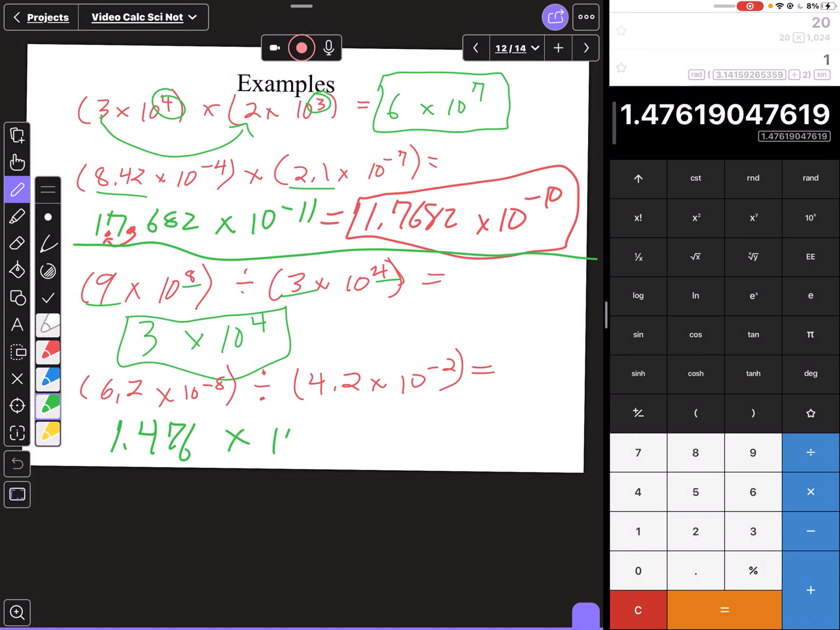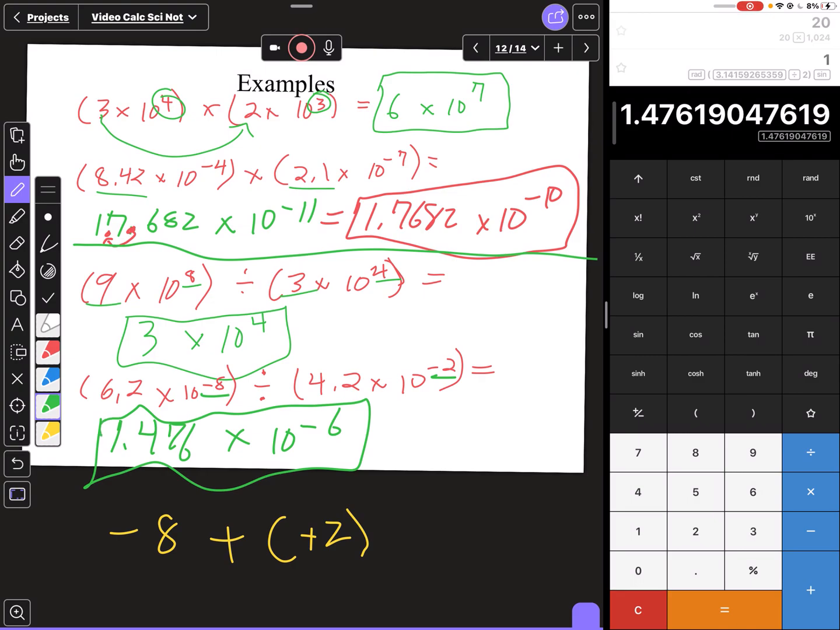And then that's going to be times 10, and I'm going to take the negative 8 and negative 2 and subtract those. So if I took negative 8 and subtract negative 2 from that, remember, with two negatives you end up adding, or it becomes positive. So negative 8 plus 2 would be negative 6, so that would be my exponent. 1.476 times 10 to the negative 6.